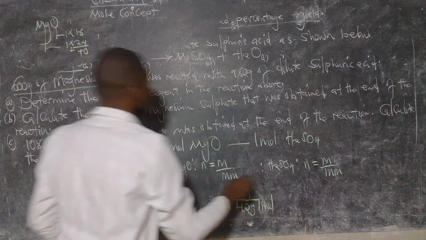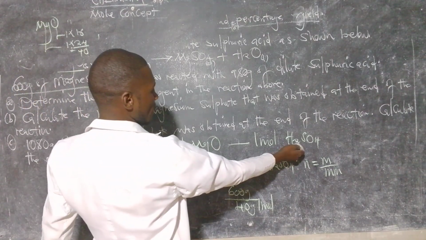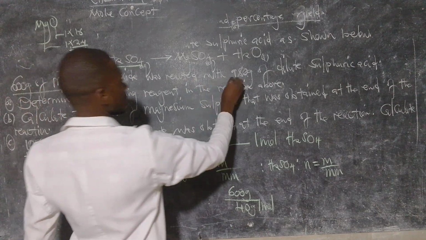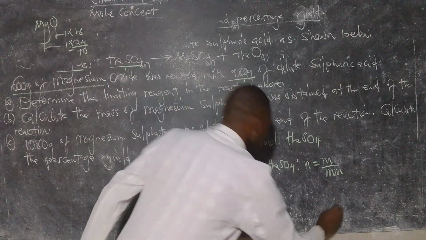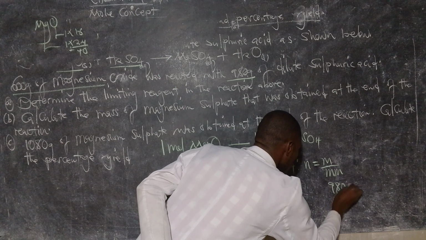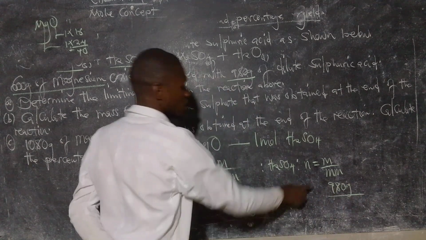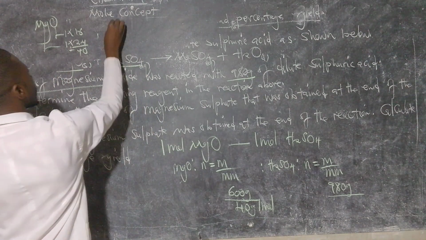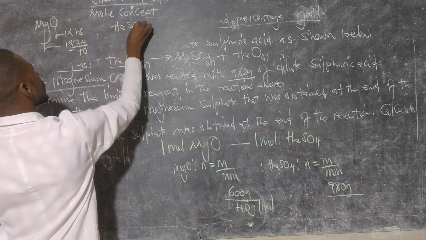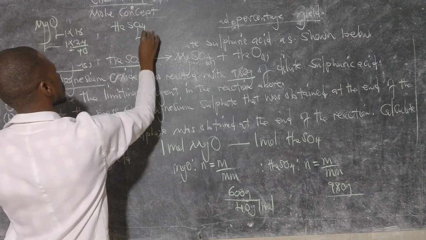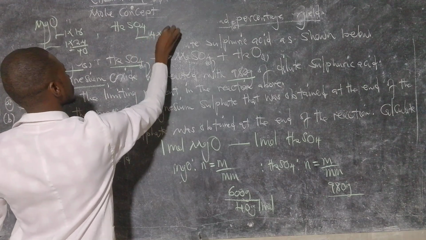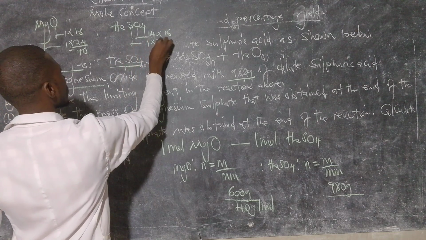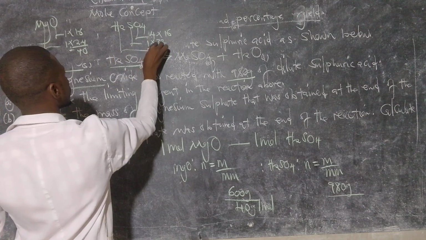Then we come to sulfuric acid, where the mass of sulfuric acid is 980 grams over the Mr of sulfuric acid. So we have H2SO4: 4 times 16, the mass number of oxygen, then sulfur 1 times 32, then hydrogen 2 times 1.